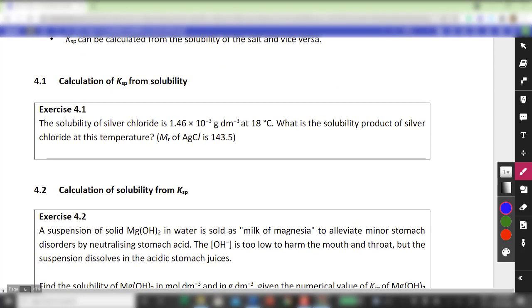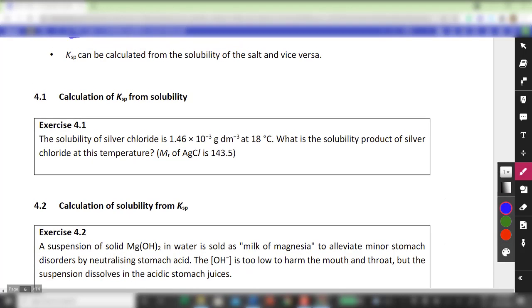If that's okay, then we'll look at exercise 4.1. You are given the solubility of silver chloride. Take note, it's silver chloride solubility, taken to be 1.46 times 10 to the power minus 3 grams per dm cube at 18 degrees Celsius. You are being asked what is the solubility product of silver chloride at this particular temperature. This should be a relatively straightforward question. The first thing we need to do is convert this to moles per dm cube.